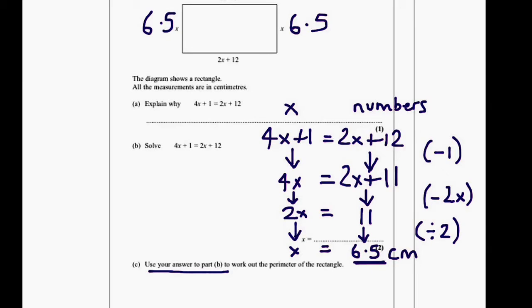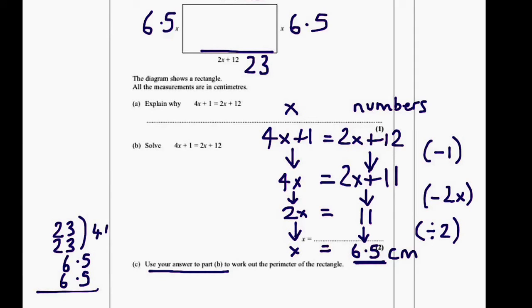Well, I know that 2 lots of 6.5, in fact, I'll do this length first. 2 lots of 6.5 is 11, plus 12 is 23. And of course, because I know that the opposite side is going to be the same, I also know that this is 23. So now I can just add those up, because that's what perimeter is. 23, add 23, add 6.5, add 6.5. I know that these two make 46, and I know that these two make 11, so I can add them together to make 57 centimetres. Done.